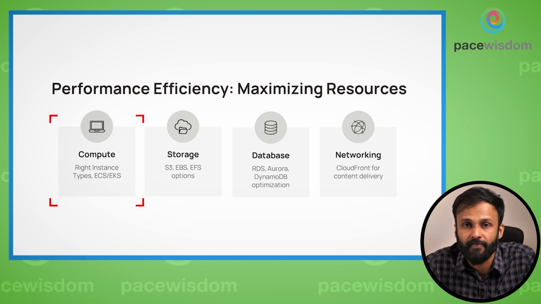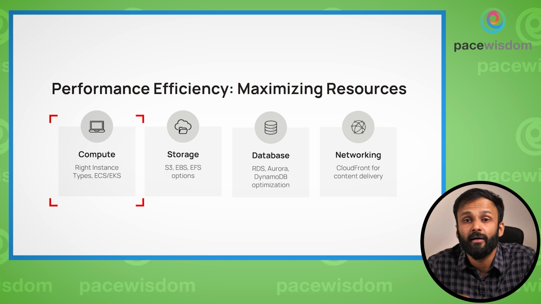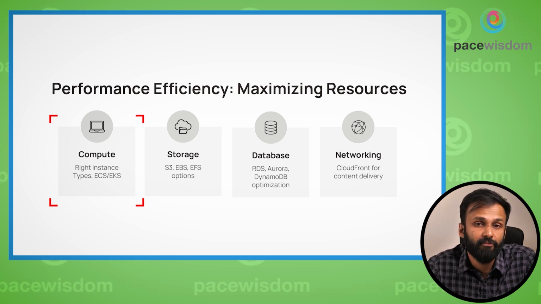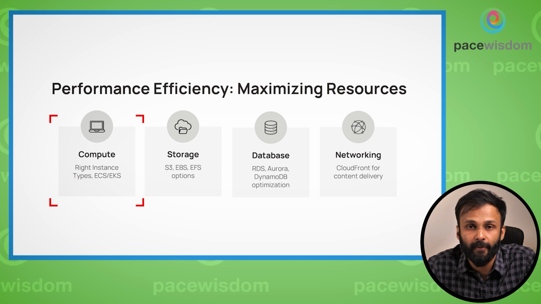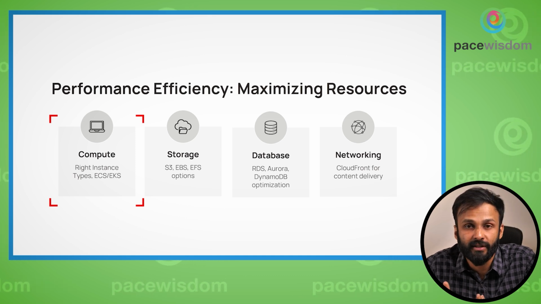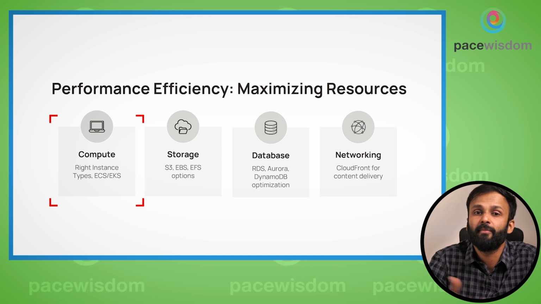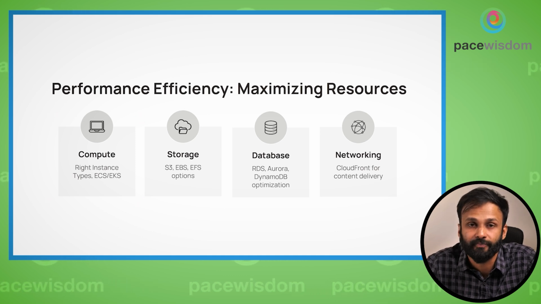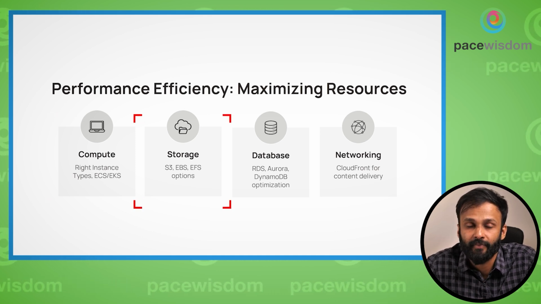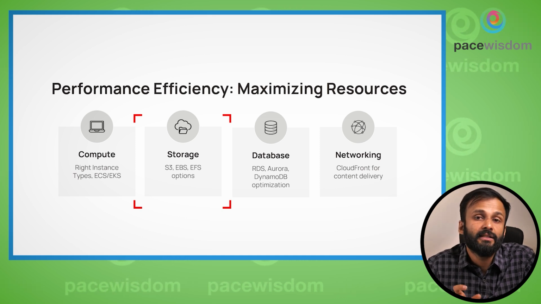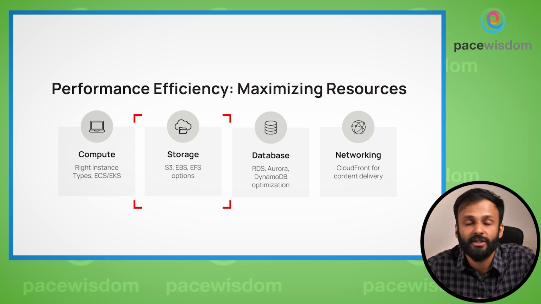First point is compute. When considering compute resources, you need to carefully select the right instance type for your workload, right? So maybe for an example, use services like ECS or EKS to orchestrate containers and optimize resource utilization. Next is storage. Choose the right storage solution for your data, considering factors like performance, cost, and durability.